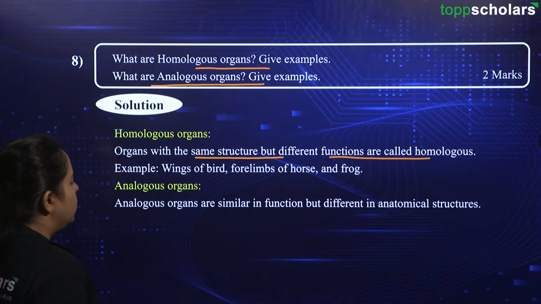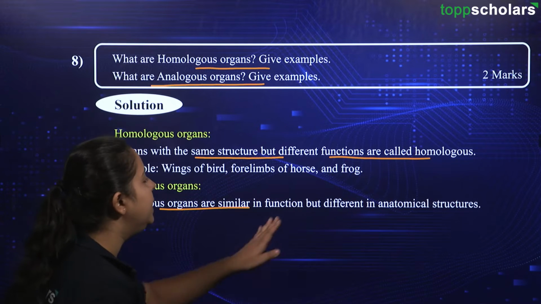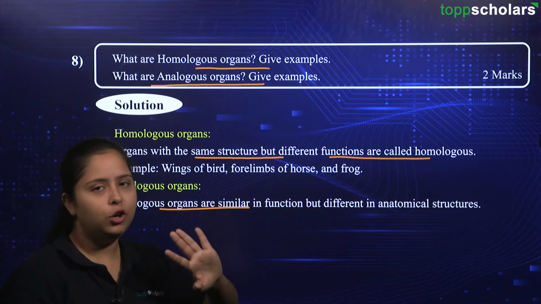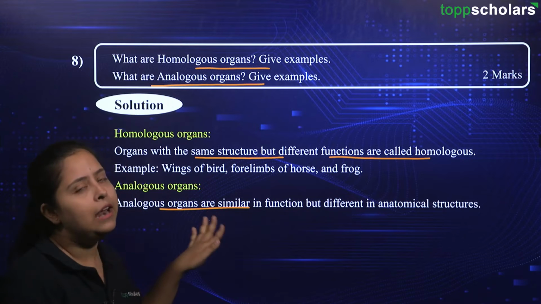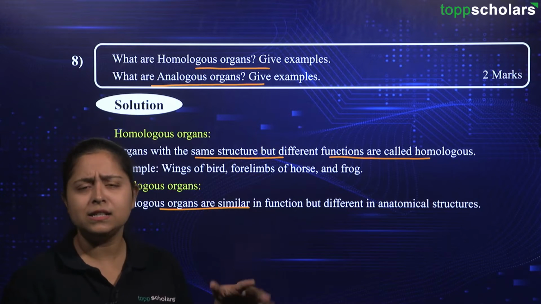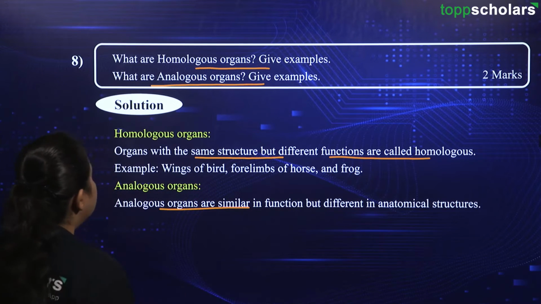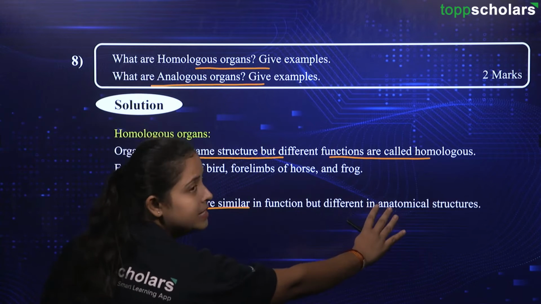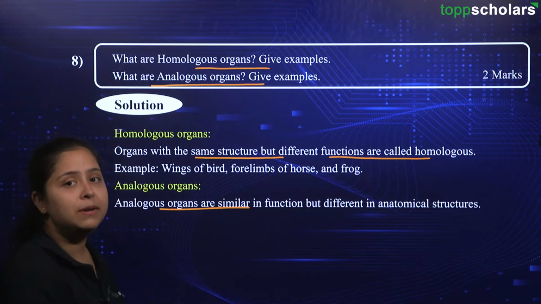Let us go for analogous first. Analogous organs are similar in function but different in anatomical structures. So, just the opposite of homologous organs. If you remember this homologous, then you can easily remember analogous as well. Okay, keep your concept clear for at least one of these things. So, you will not be confused in your exam. Okay. Homologous are having same structure, analogous are having different structure. Homologous are having different functions, analogous are having similar function.